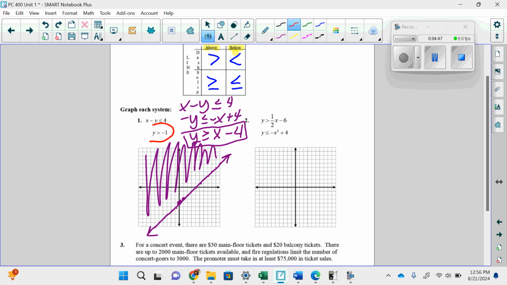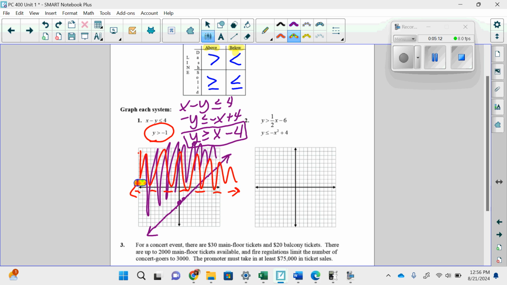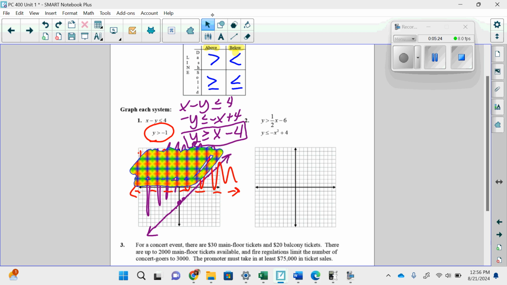And now our other line, y is greater than -1, that is a horizontal line because we have no x, therefore slope is 0, so a horizontal line. Dashed horizontal line because we want where y is strictly greater than -1. So my answer to the inequality ends up being this shaded region here. That is above the dashed red line, above the solid purple line, meaning any point within that region is a solution to both inequalities.